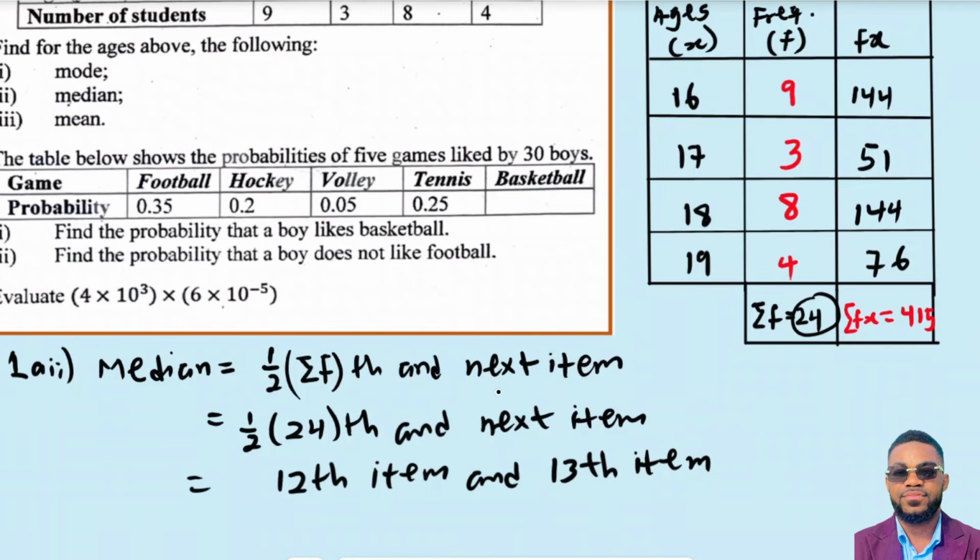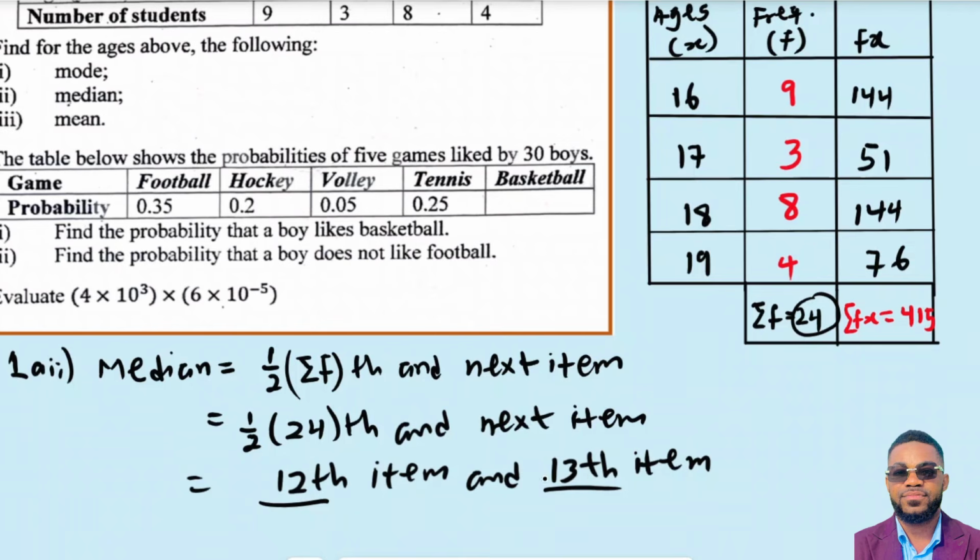So you get it. So you have to know this formula. When we have an even data, we just use the formula half of sigma f and the next item. Now we just have to do the substitutions here like I've done here. You simplify to get your positions. So you have the 12th and the 13th items. So those two numbers are going to be the median that we are looking for.